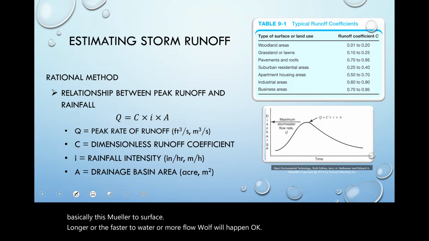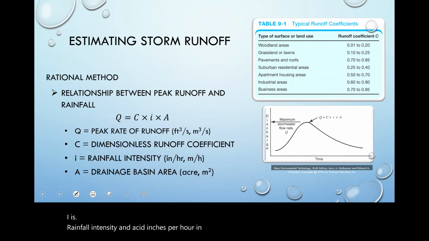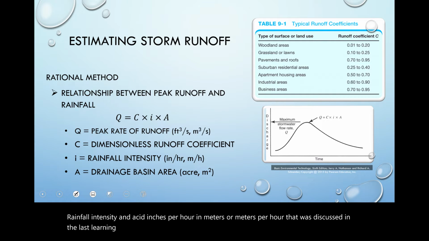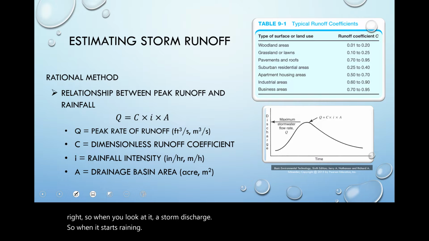I is rainfall intensity, and that's in inches per hour or meters per hour. That was discussed in the last learning plan. A is the drainage area basin. If you look at the next figure on the right, it shows a storm discharge. So when it starts raining, let's look at the Fox River system from Lake Winnebago all the way until it gets to the bay.